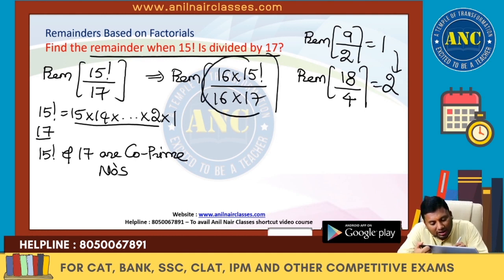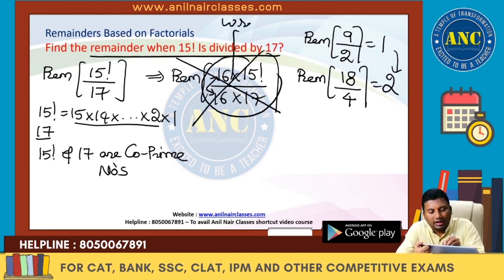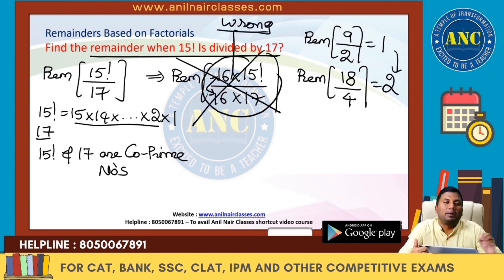But if you take these two, 16 is common to each other. That means the numbers are not co-prime to each other. This logic is not applicable when the numerator and denominator are not co-prime. The remainder will get affected. So here it is a wrong method. Don't multiply and divide by 16. If you multiply and divide by 16, the numerator and denominator will not be co-prime to each other. I want them to be co-prime to each other. So this method of multiplying and dividing by 16 should not work.